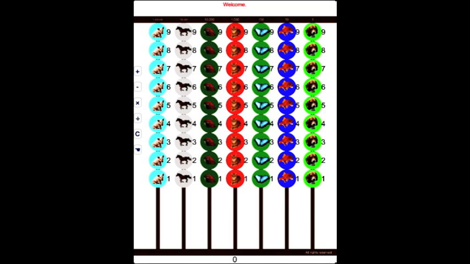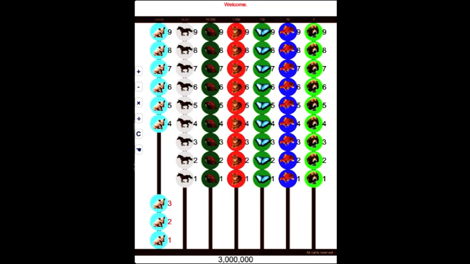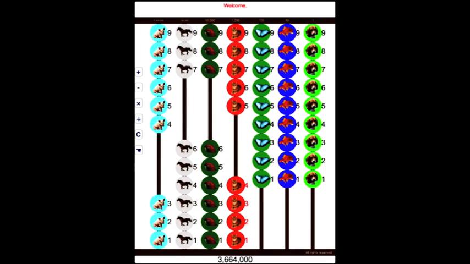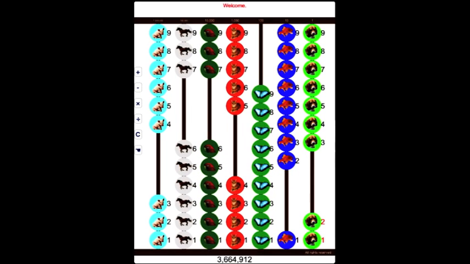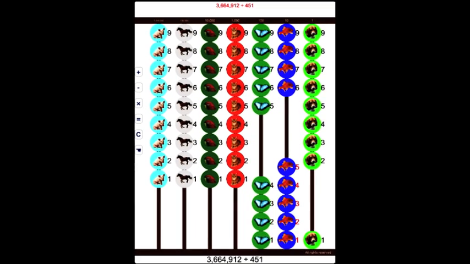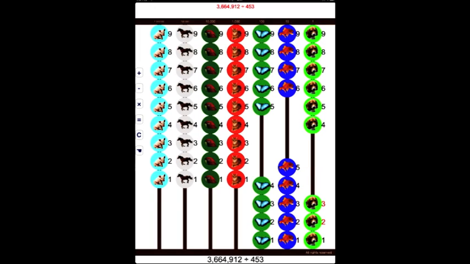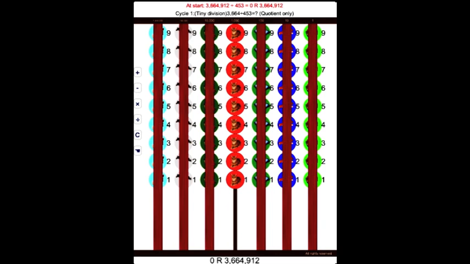Let's try this with long division. Enter 3,664,912, and let's divide it by 453. Don't worry, your child will have no problem doing this after a little while learning with the TinyProf Abacus. Press equals. Take the first 4 digits, 3,664, and divide that by 453. The answer is a number from 1 to 9, a tiny division, in this case 8.